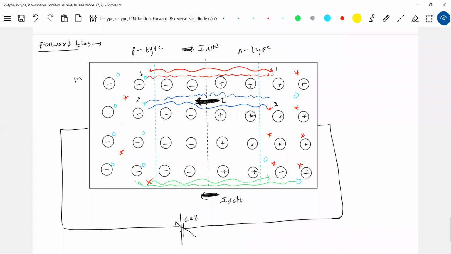What will happen to minority carriers? This negative terminal, what will it do? It will attract this hole. So it wanted to move like this, but this negative terminal will try to pull it away from the depletion layer.